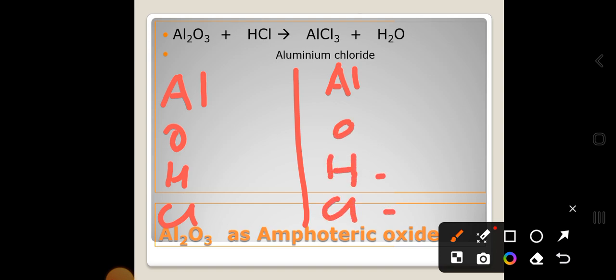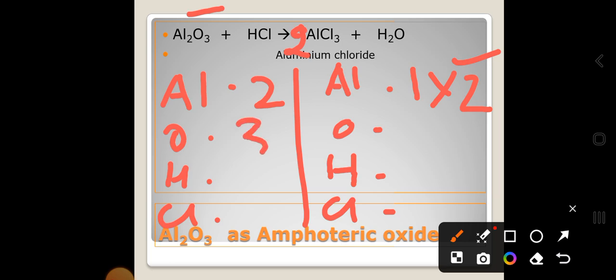If I have to start balancing, let's start with aluminium. On the left hand side, that is the reactant side, how many atoms of aluminium are there? There are two atoms of aluminium, and on the right side there's only one. So if I multiply AlCl3 by 2, aluminium is balanced. Next, let us go to the element oxygen. Please look at oxygen, students. On the left hand side there are three, but on the right hand side there is only one. So if I write 3 H2O, 3 molecules of water, then oxygen is balanced.